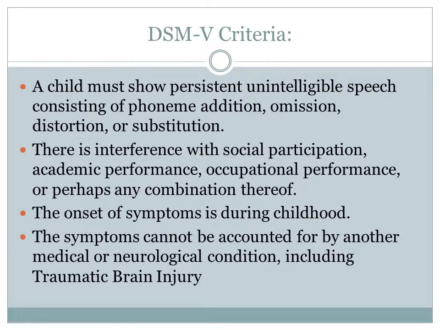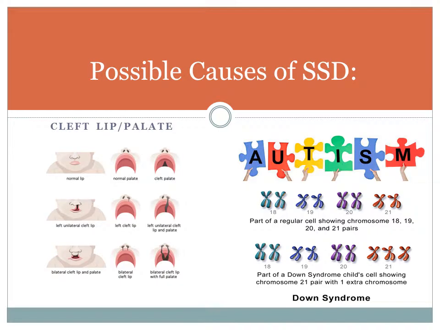The criteria to diagnose a child with speech-sound disorder include: a child must show persistent, unintelligible speech consisting of addition, omission, distortion, or substitution. There is interference with social participation, academic performance, occupational performance, or perhaps any combination thereof. The onset of symptoms is during childhood, and the symptoms cannot be accounted for by another medical or neurological condition, including traumatic brain injury.